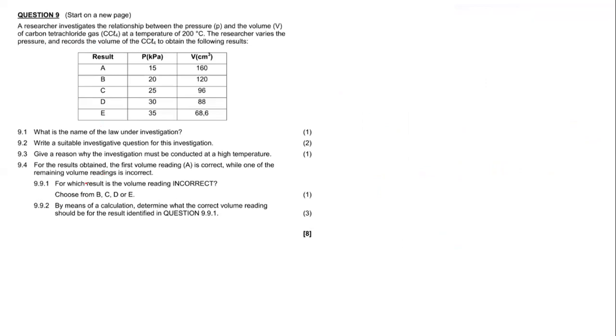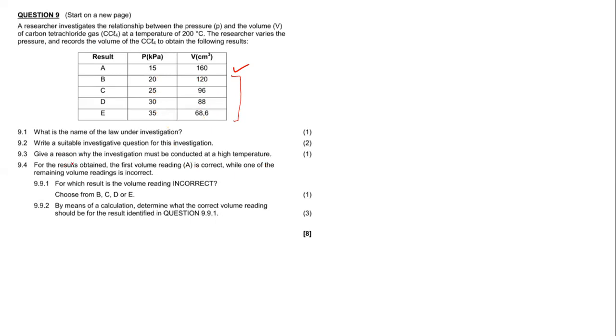9.4 says to us, for the results obtained, the first volume reading, which is experiment A, is correct. They are telling you that this is correct, while one of the remaining volume readings is incorrect. We don't care about the pressure. Pressure is correct, but there is a volume that is incorrect here. From here to there, there is a wrong volume. You need to be able to see how it is wrong.